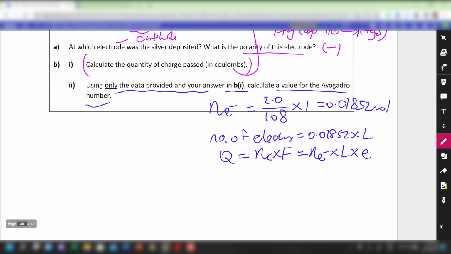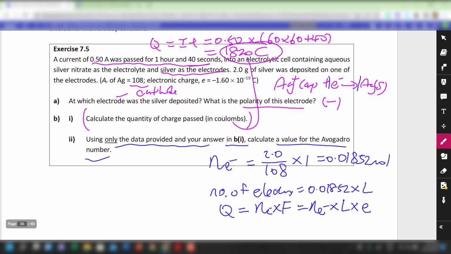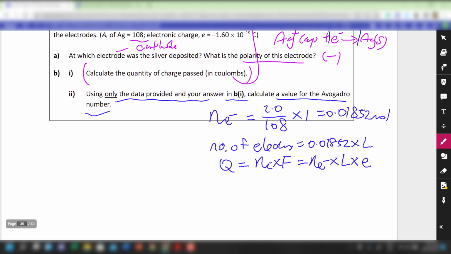We know that the total charge transferred is 1820, so that will be 1820 equals the number of moles of electrons, 0.01852, multiplied by L multiplied by the electronic charge, which is 1.60 times 10 to the power minus 19. Then if we do a quick calculation, let us see what numbers we end up with.